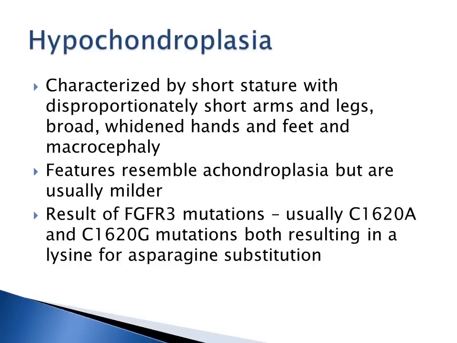Hypochondroplasia is characterized by short stature with disproportionately short arms and legs, broad, widened hands and feet, and macrocephaly. These features resemble achondroplasia but are usually milder, and they also result from mutations in the FGFR3 gene. However, these mutations are usually a C to A mutation at position 1620 or a C to G mutation at that same location. Both of these nucleotide mutations result in a lysine for asparagine substitution in the protein.